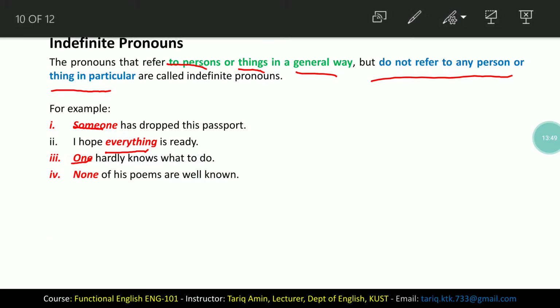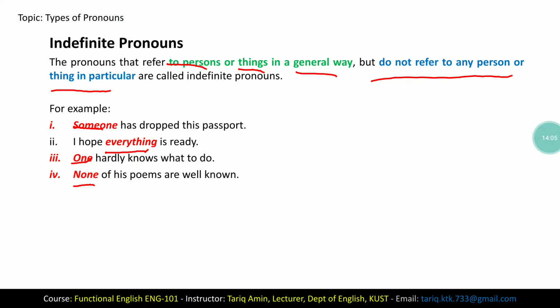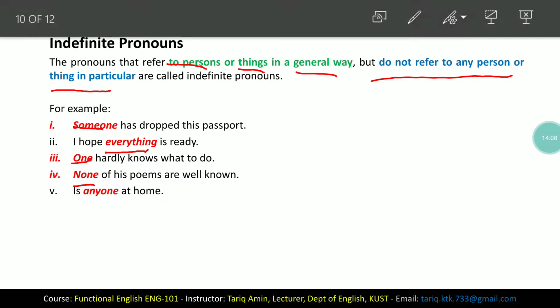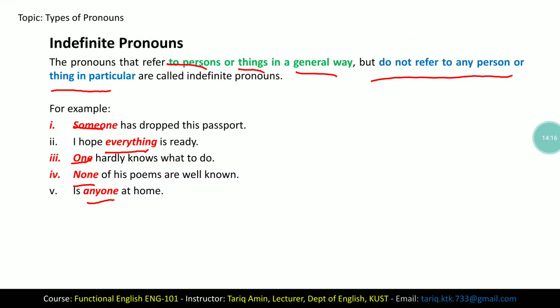None of his poems are well known. In this example, none is used as an indefinite pronoun because it does not refer to a particular poem, but refers to his poems in general. And is anyone at home? Anyone refers to people in general. It does not refer to a particular person. So indefinite pronouns are the pronouns that are used to refer to persons or things in a general way, but they do not refer to any person or thing in particular.